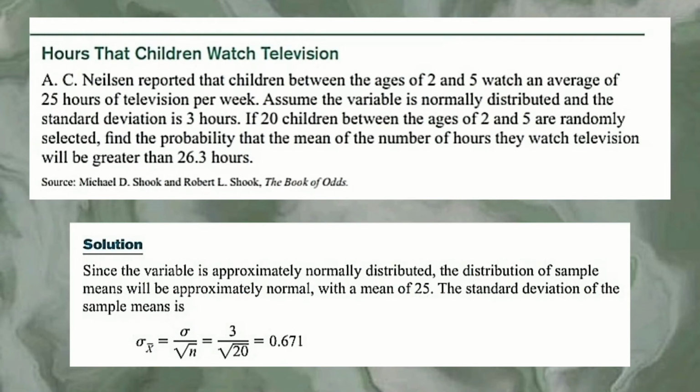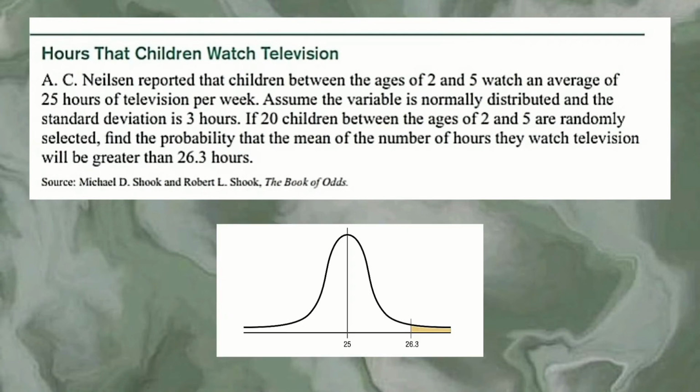Since the variable is approximately normally distributed, the distribution of the sample means will be approximately normal with a mean of 25. The standard deviation of the sample means is sigma x bar equals sigma over square root of n, which is 3 over square root of 20, and it is equal to 0.671. The distribution of the means is shown in the figure with the appropriate area shaded.